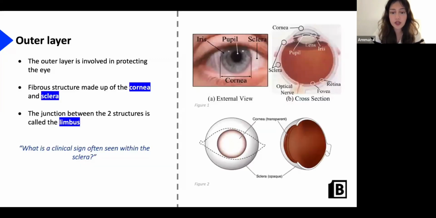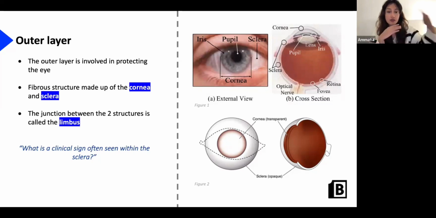Okie dokie. So we'll start off with the outer layer. The outer layer is a very fibrous layer, and it's involved mainly in protecting the eye. And it consists of the cornea and the sclera, and it's connected by the limbus. So this is the cornea, and this is a transparent structure, and the sclera is an opaque structure, and it's very white. And the limbus would be this area here, and it's essentially the junction between the cornea and the sclera. The cornea is made up of 5 layers, and each of them have their own type of clinical significance.